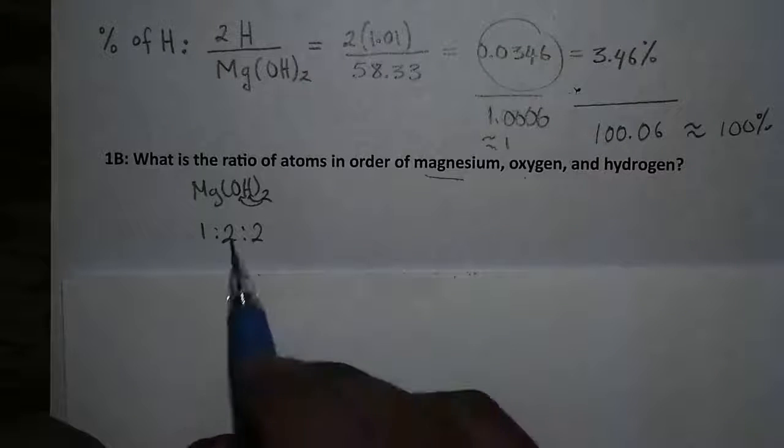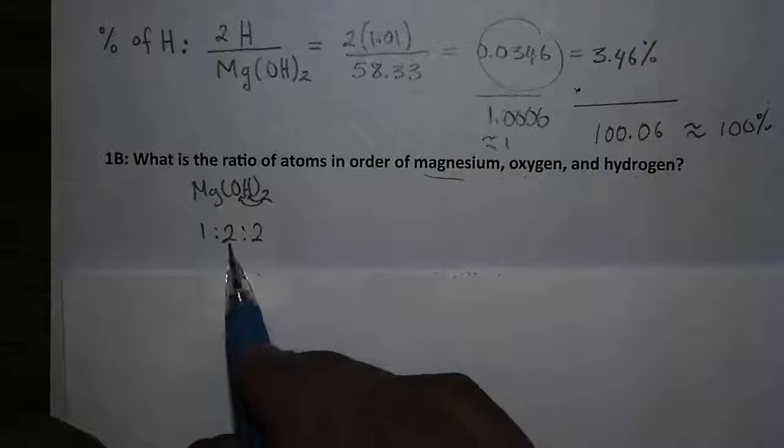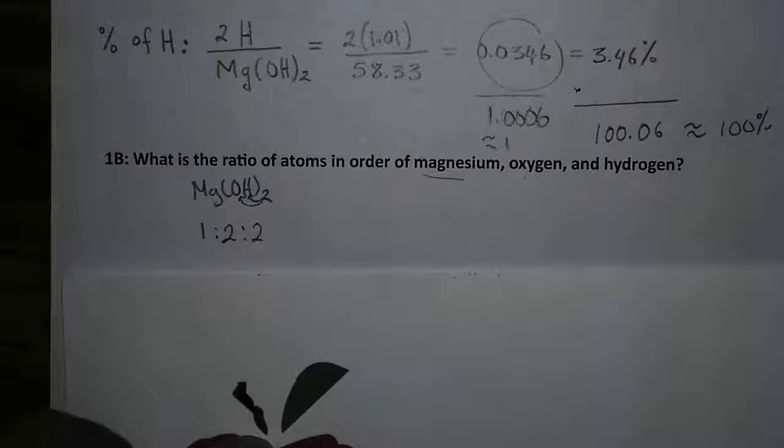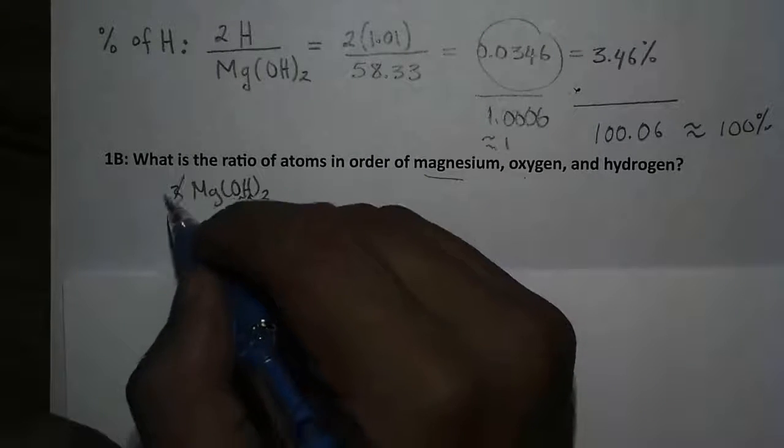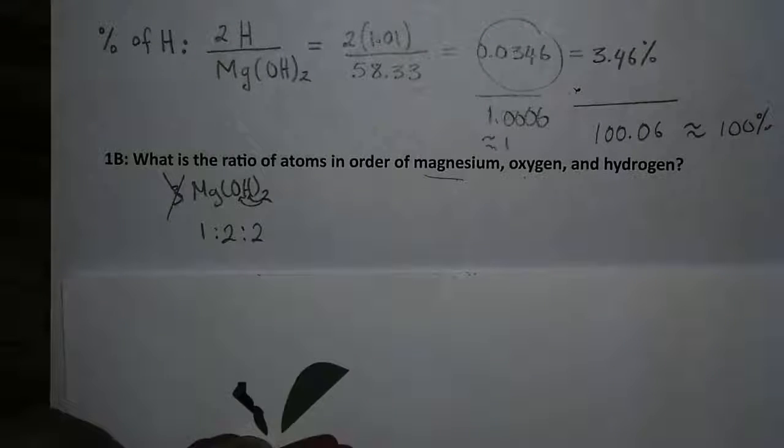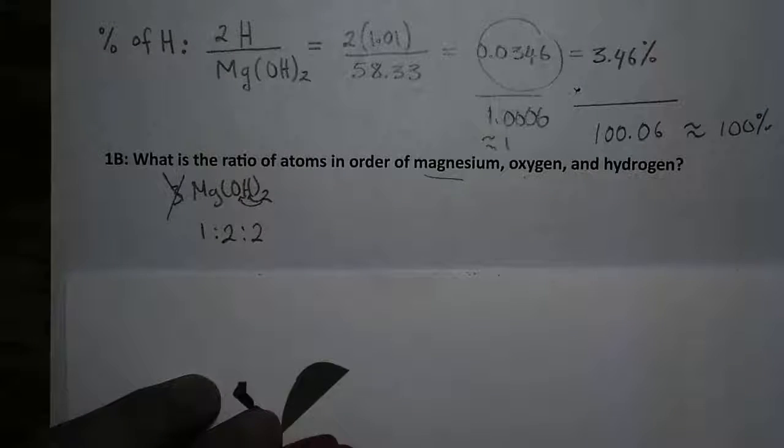So the ratio in terms of atoms is 1:2:2. And that's it. Why don't we care about the 3? That 3 is irrelevant because we just need to focus on one single molecule or one single compound.